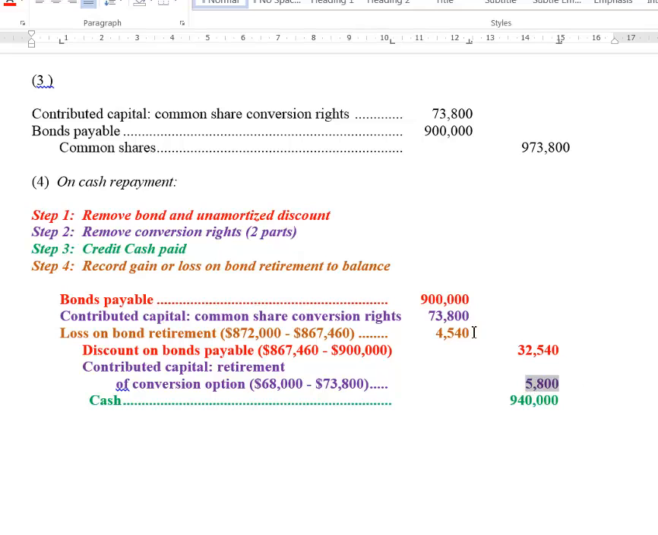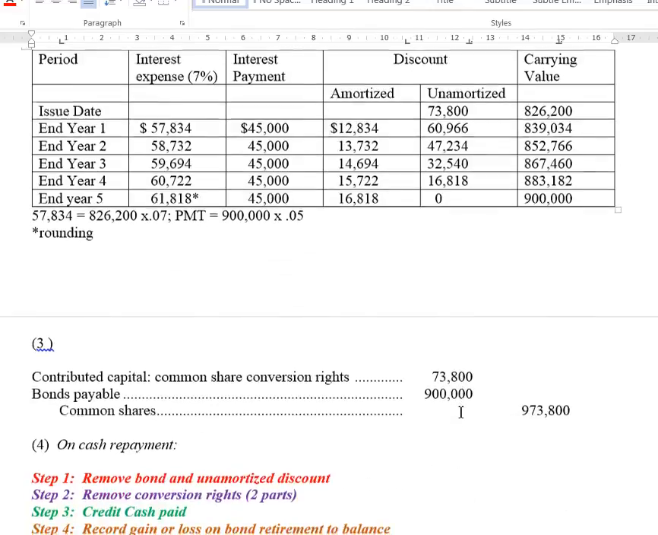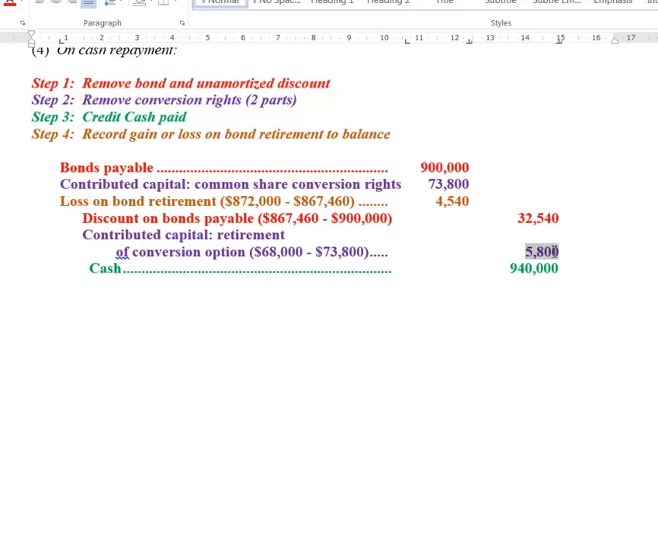We're keeping it. So we compare what the rights are worth now to what they are actually sitting on our books at, which is $73,800. So that's $5,800 worth of value that we, the issuer, AMC, are keeping. In essence, that's $5,800, which is part of the $73,800 that investors paid us for the conversion option. It's part of that $900,000, right? That they're not getting back. So we credit contributed capital on the retirement of the conversion options for $5,800.